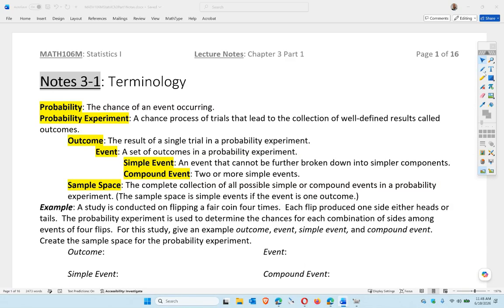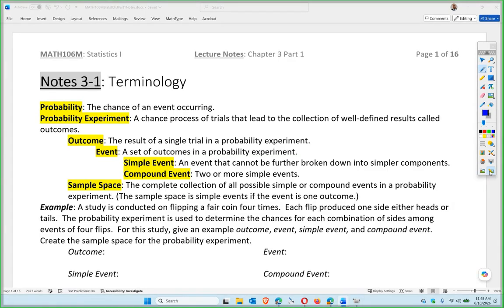This is Chapter 3, Section 1. We're starting on probability. Probability is the chance of something occurring, and to figure out probability, you have to do probability experiments, which are well-defined outcomes or results when you do it, essentially.